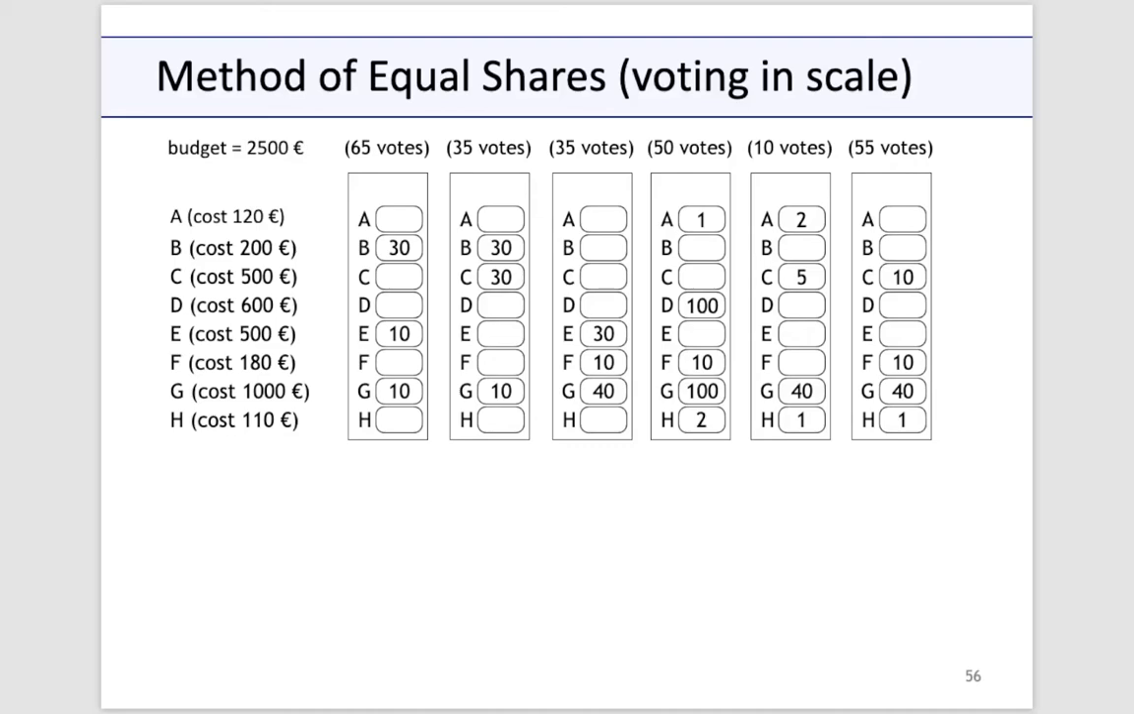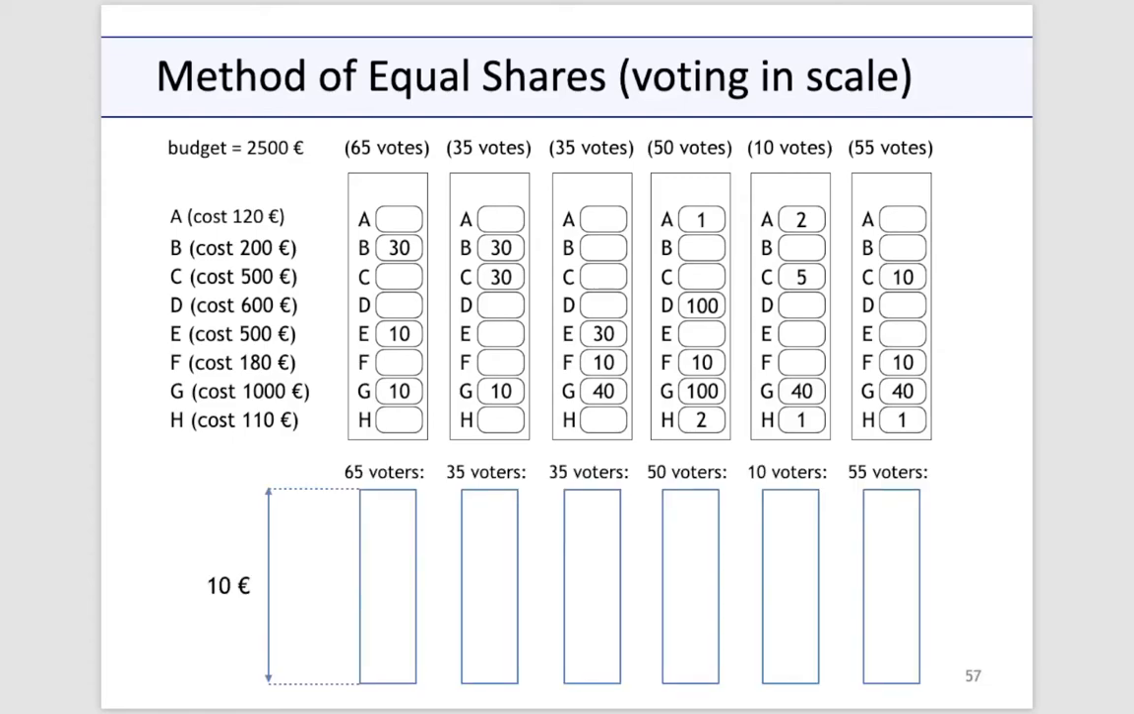The first step of the method of equal shares is exactly the same as in the case of approvals. We distribute the available budget equally among the voters. The budget is 2,500. There are 250 voters. This means that each voter gets 10 euros. In the next steps, we iterate over the projects, and for each project we ask, how shall we distribute its cost among the voters? And we try to distribute it in such a way that each voter gets the same number of points of satisfaction per euro spent.